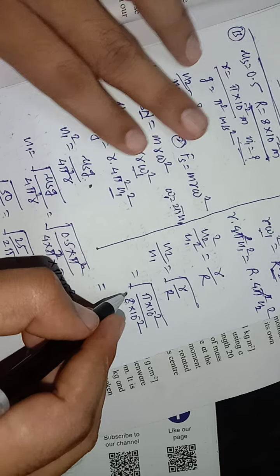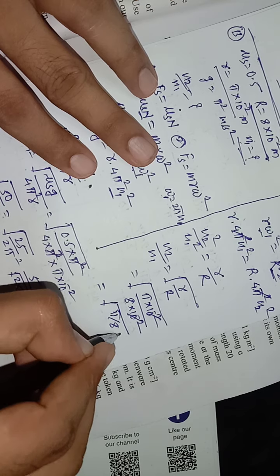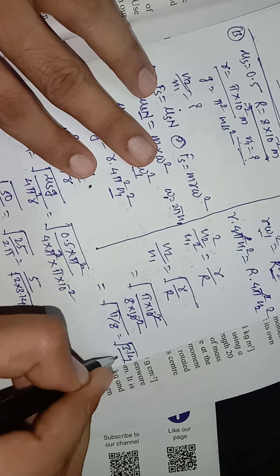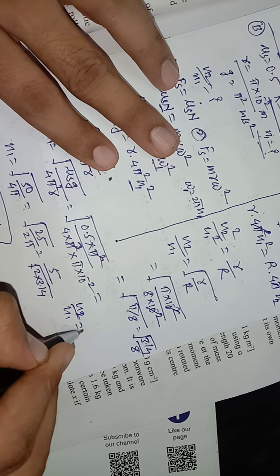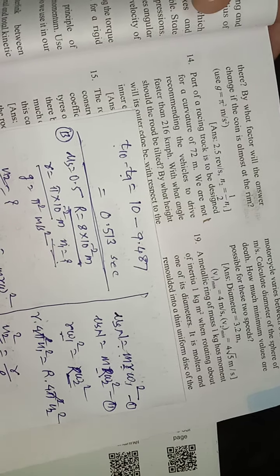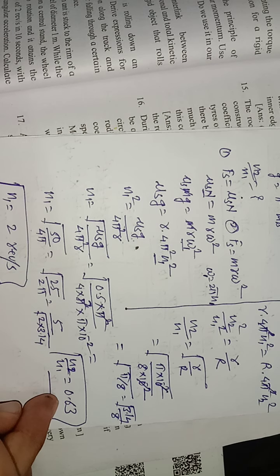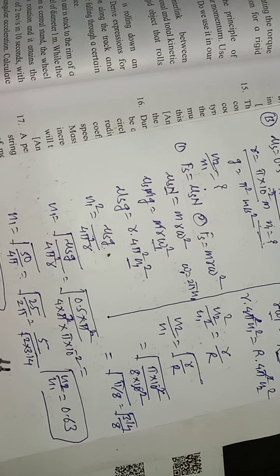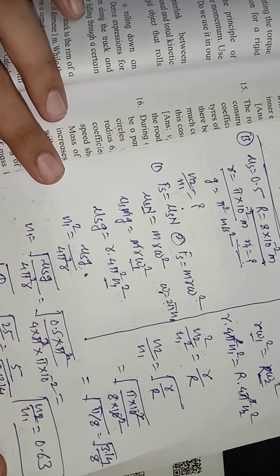So that answer is equal to under root, this gets cancelled, pi upon 8, that means under root 3.14 divided by 8. When we calculate this, we get the answer n2 upon n1 is equal to 0.63. So this is the second answer. Here the answer 0.63 is also given, n2 upon n1 is equal to 0.63, and n1 is equal to 2 revolutions per second. That is the second answer. Then this is the second problem.